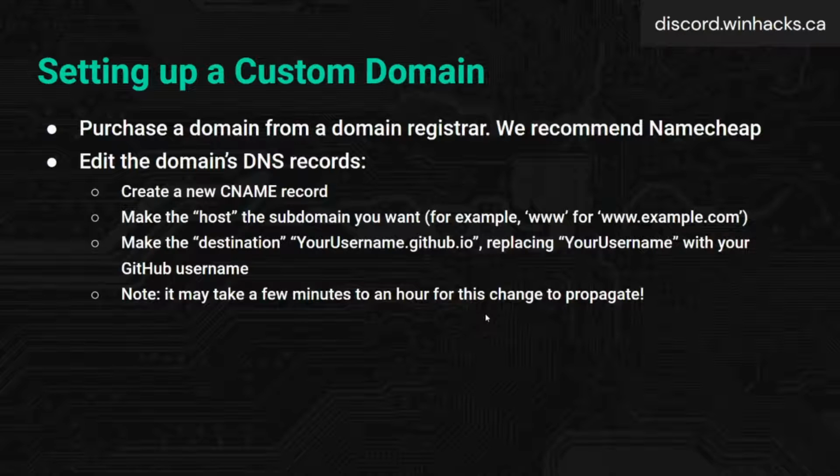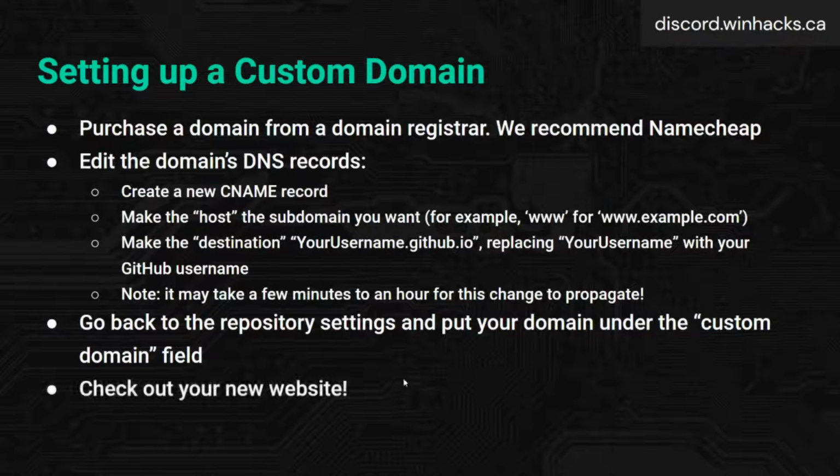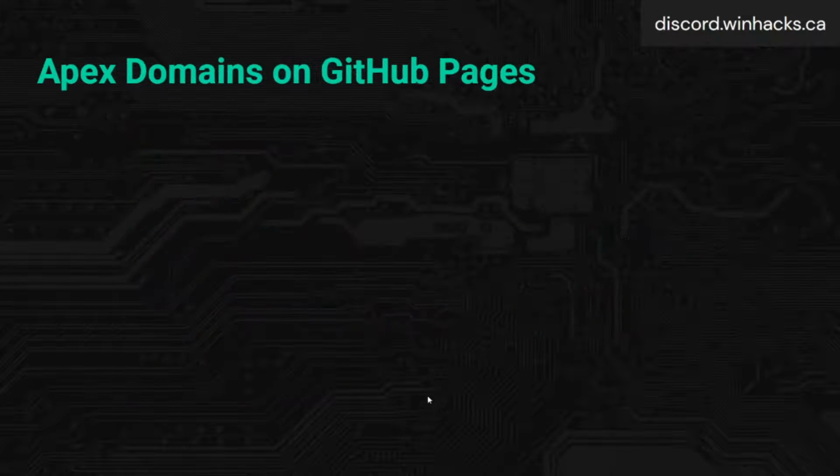And then here's the thing about Namecheap: it may take a bit to actually come into effect. So if you just create your record and then try to put it in GitHub Pages, it might not work, because GitHub Pages has to detect that it's valid. So you may have to wait. Then, you go back to the repository. You put your domain under the custom domain field. We'll go over that as well. And then, hey, check out your new website.